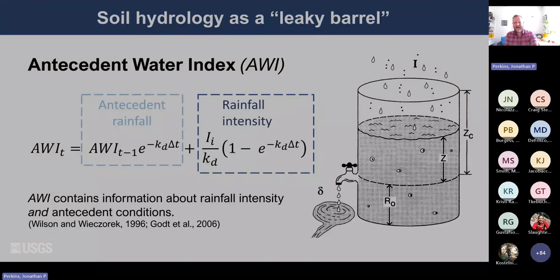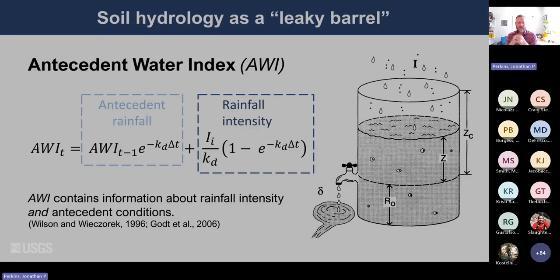And so here on the left, that Z term, that level of water in your system, is represented by this term AWI, or the antecedent water index. One of the things that's nice is this is a continuous variable, and it has two terms. One represents a sort of antecedent condition. So here you see a t on the left and then a t-1 in the antecedent rainfall, right? So this is taking the conditions prior to a given time. And then you add in the rainfall intensity in the second term. And this is all modulated by this drainage parameter KD, right?